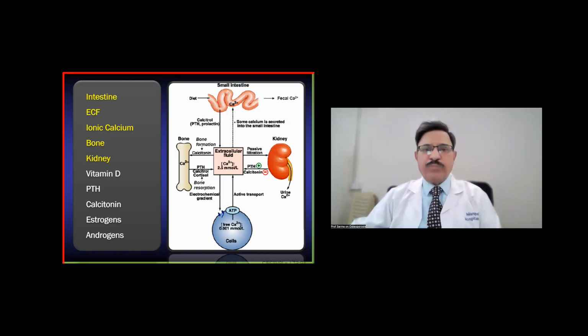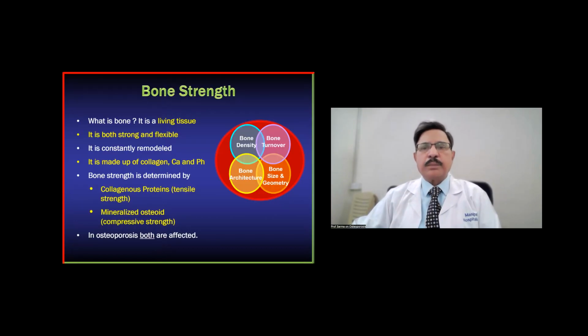And now, when you come to the bone, calcitonin puts it back into the bone, and PTH and calcitriol all facilitate bone resorption. So now finally, the extracellular fluid calcium is available at the cell membrane, which generates the free calcium and then ATP for active transport. It is required, and cell membrane integrity is maintained by that.